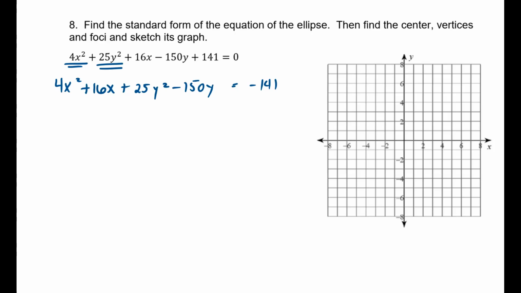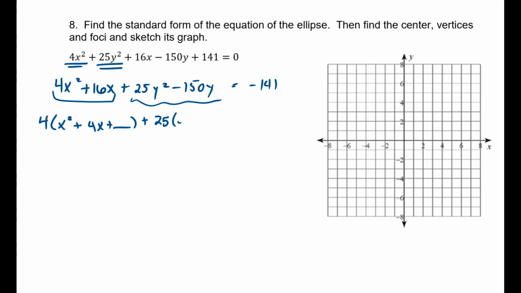Okay, so let's look at our values for completing the square. Cannot have the 4 in front, so we factor out of 4. So we get here x squared plus 4x plus blank, and then we can factor out a 25 out of our y terms.